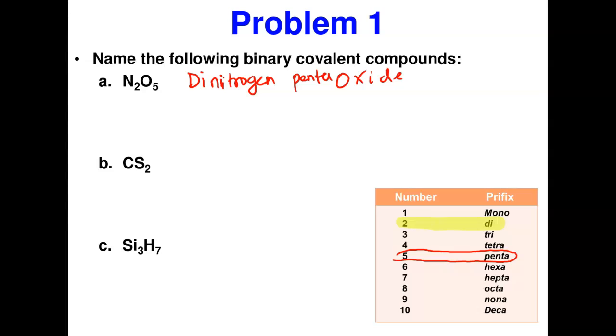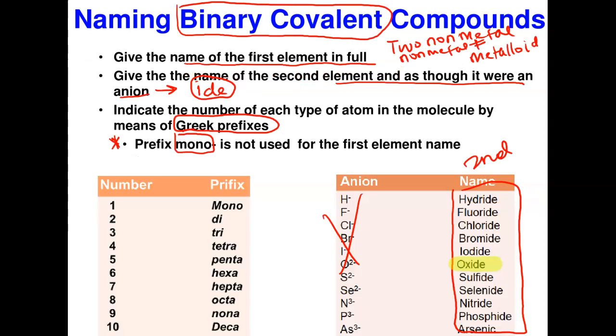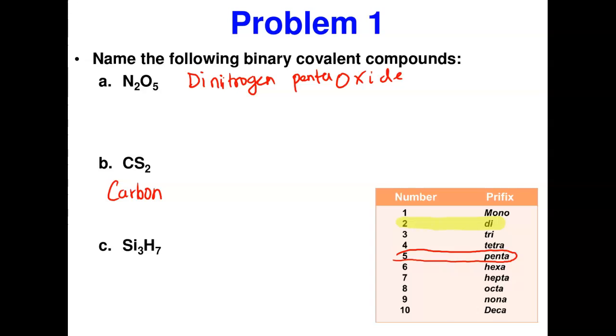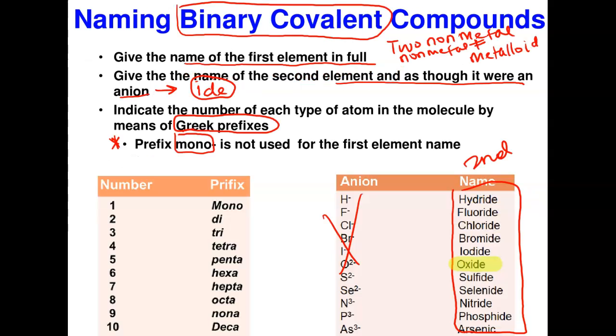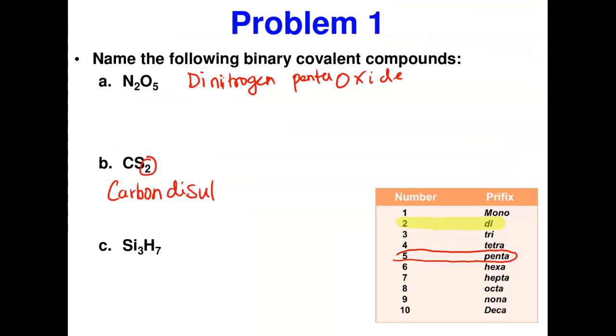Let's go to the next one. For this one, if you look at the periodic table, C is carbon. We say carbon. How many carbon do we have here? 1. Remember the last rule I gave you? I said, if the first element is just 1, you do not need to use mono. So we're going to just say carbon. How many do we have here? This is 2 again. And 2 is di. So we're going to say carbon di. Sulfur. How do you name sulfur again? Remember, you're going to name sulfur as sulfide. Call it carbon disulfide.